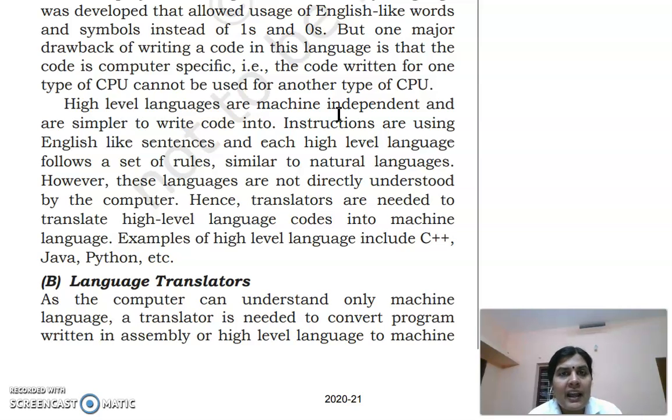Assembly language is like our English-like language. It uses mnemonic codes like load, add, sub, so it contains English-like words and symbols. Compared to machine language, we can understand it easily. But it also has a problem: the code written for one CPU will not work on another CPU. So for each computer, we have to give separate assembly language instructions. If I write a program and give it to you, it will not work on your computer because assembly language is also machine dependent.